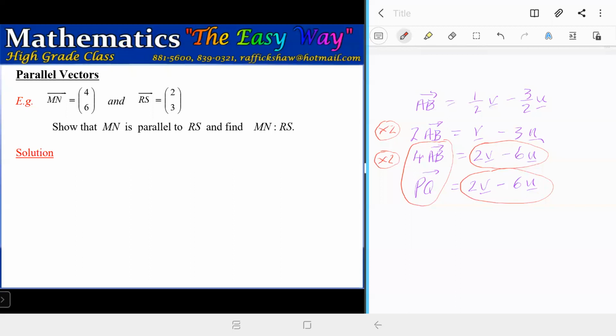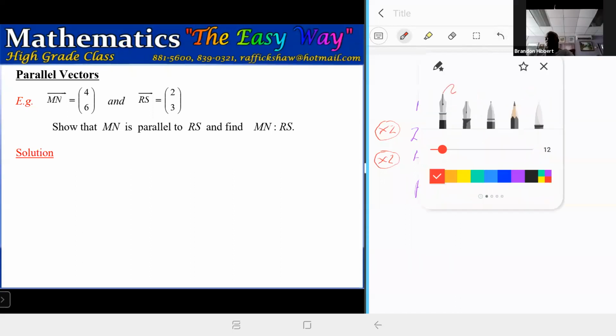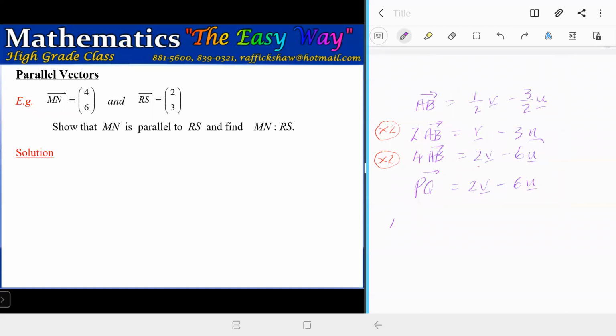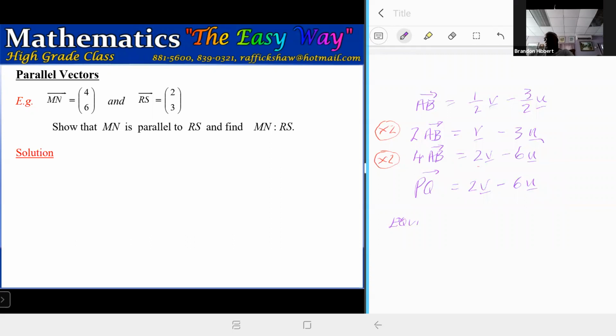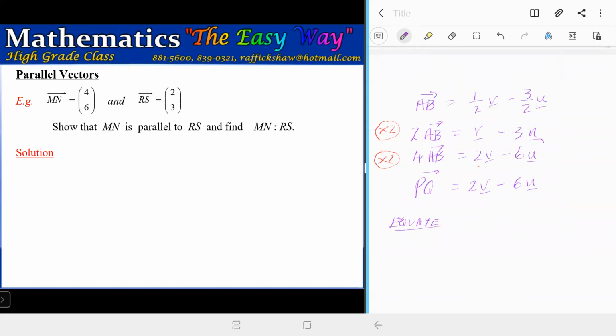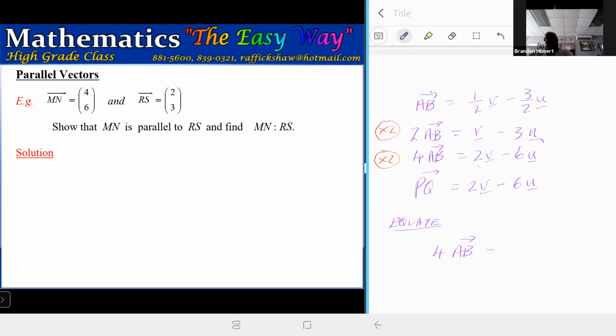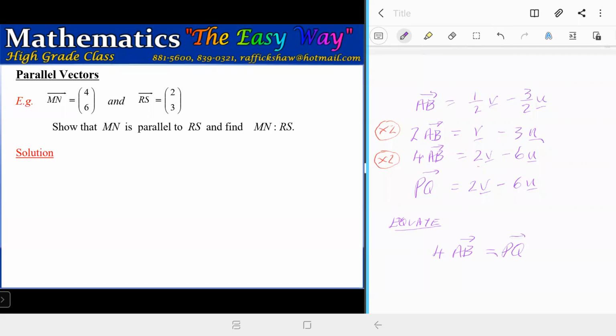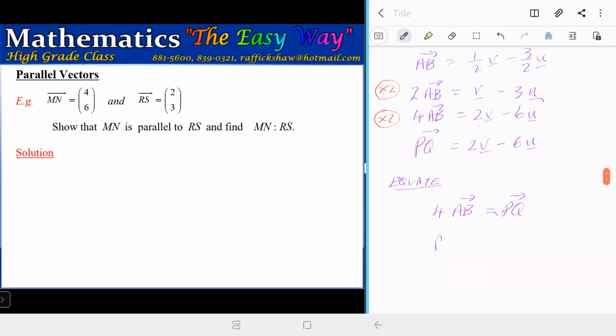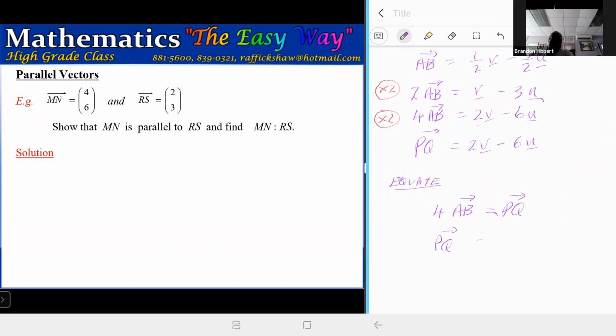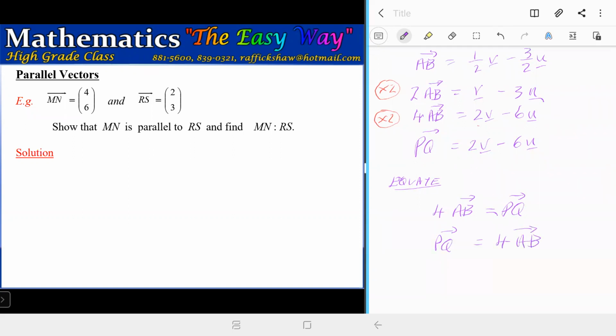So that's why we said the third step is to equate. So reach step 3, which is to equate. So now we're going to equate. Now when you equate, you're going to get that 4AB equals PQ. Or if you like, you can write PQ equals 4AB. This means that they are parallel.